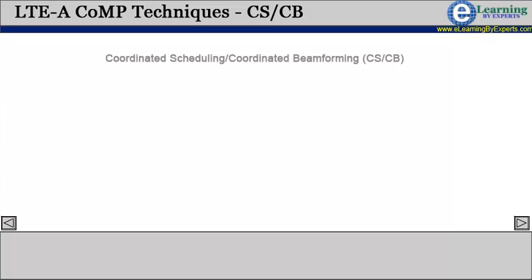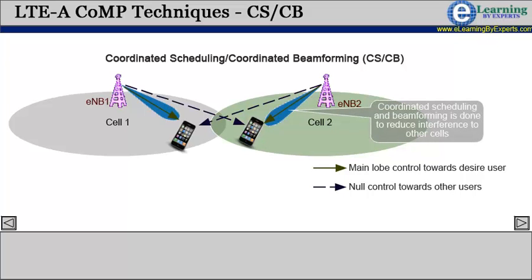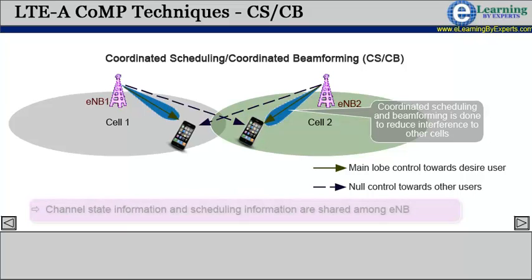In coordinated scheduling coordinated beamforming, CSCB, a given subframe is transmitted from one cell to a given UE. Coordinated scheduling and beamforming is done between cells to reduce interference caused to other cells. Coordinated scheduling coordinated beamforming, CSCB, can be realized only if the channel state information and scheduling information are shared among eNBs.